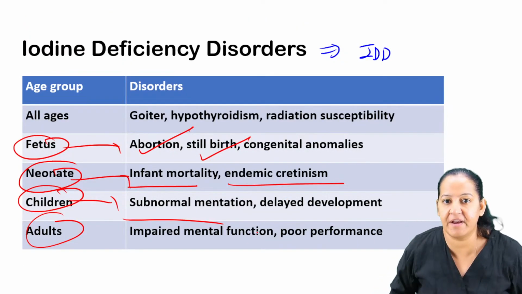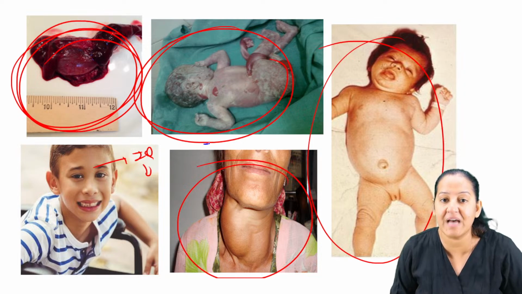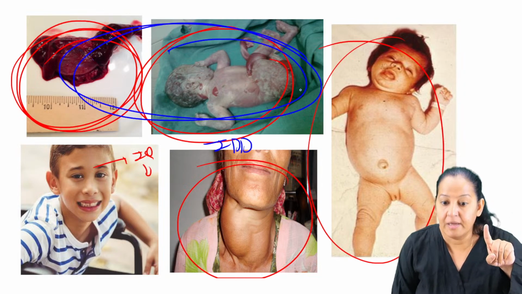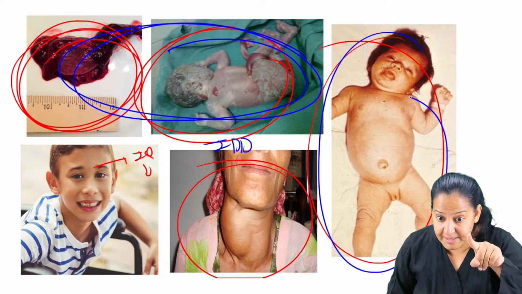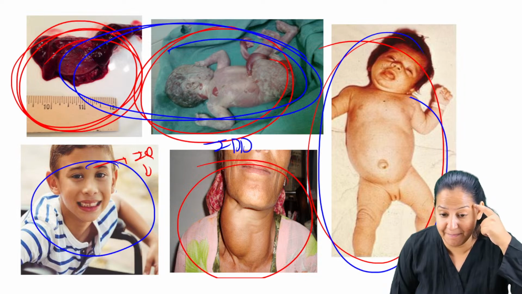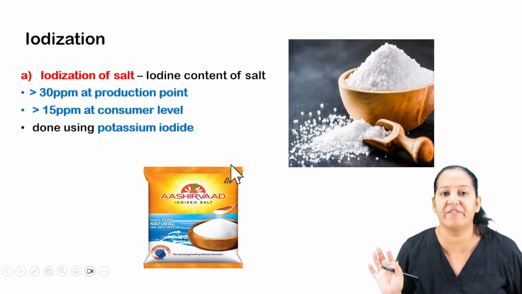Subnormal mentation and delayed development will be there, and in adults, it will be goiter. So symptoms are different. It is known as iodine deficiency disorder. In a fetus, abortion and stillbirths are there. In a newborn, it can be cretinism. In a child, it is delayed development and delayed mentation. You know, IQ will be less, and in an adult it can be goiter. It is iodine deficiency disorder.